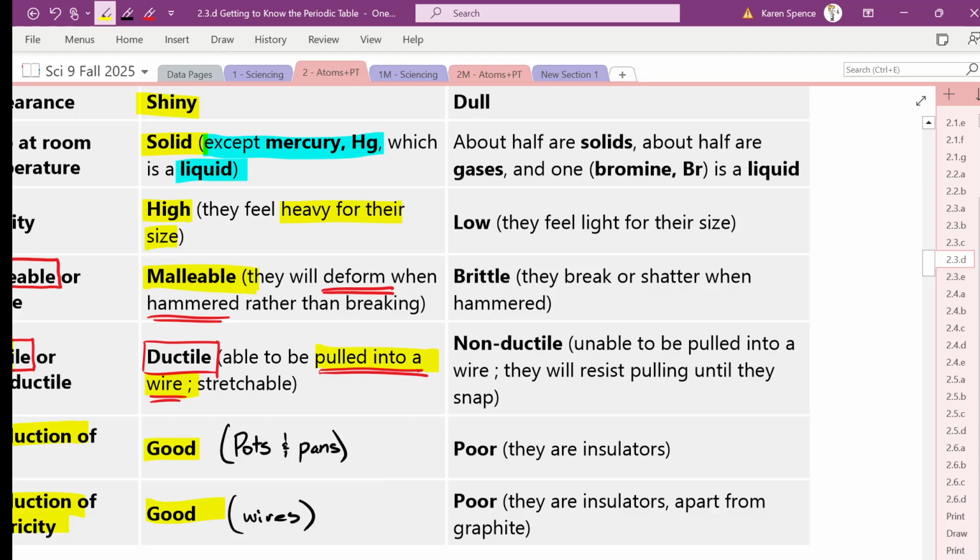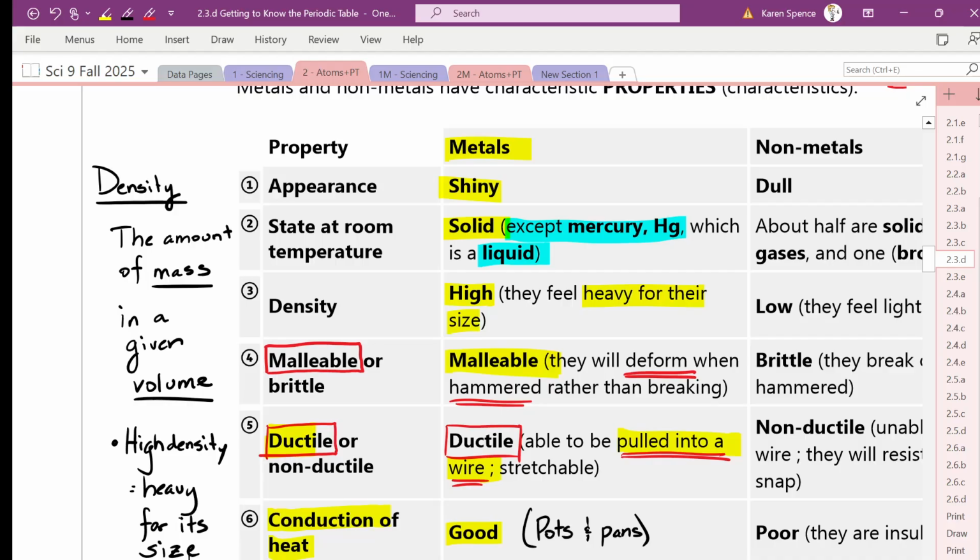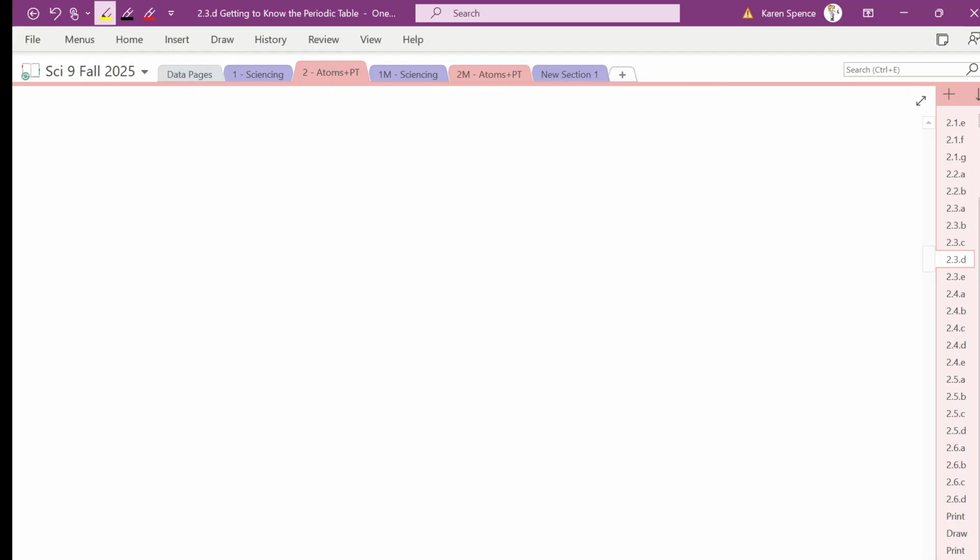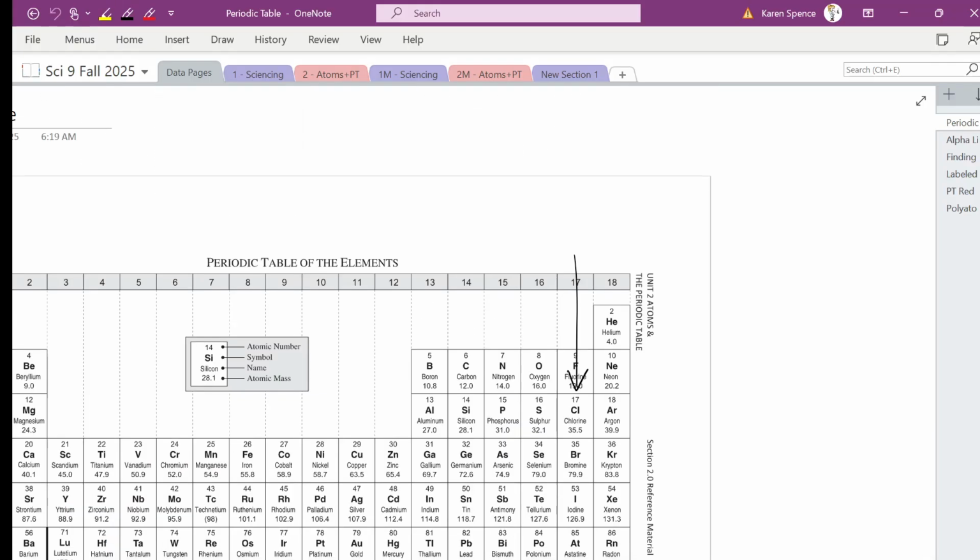And once you know one set of these, the other set is, most of them are kind of like opposites, but not all of them, okay? So let's go to our periodic table. Take a look at our nonmetals.